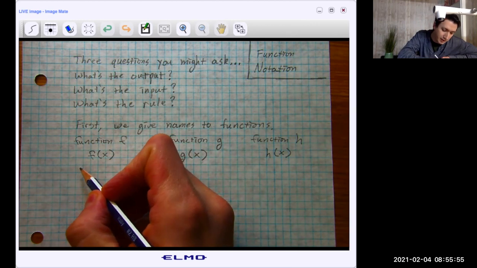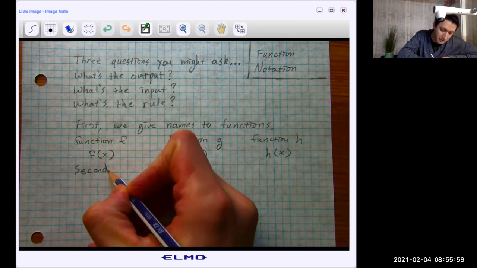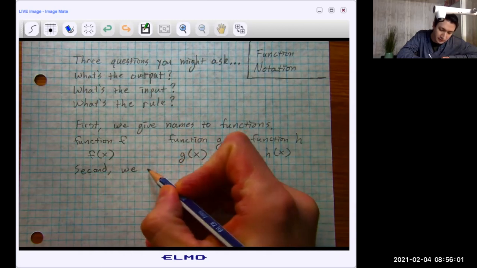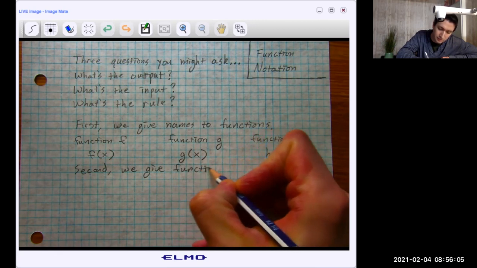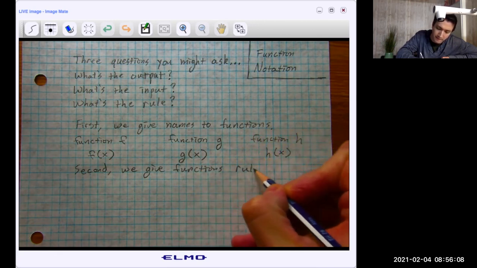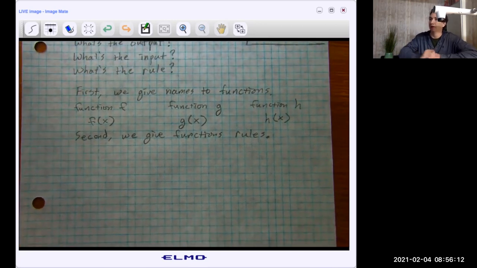Now, I don't know if this one would always come second, but second, we give functions rules. Or maybe it already has a rule and we figure out what it is. Now, a rule is just an equation. It's maybe you're subtracting 10 every time, or maybe you're adding something every time. It's some mathematical formula going on.